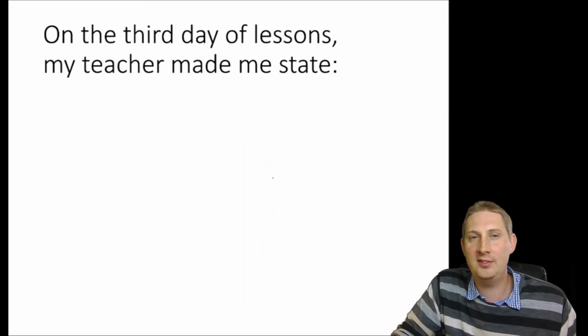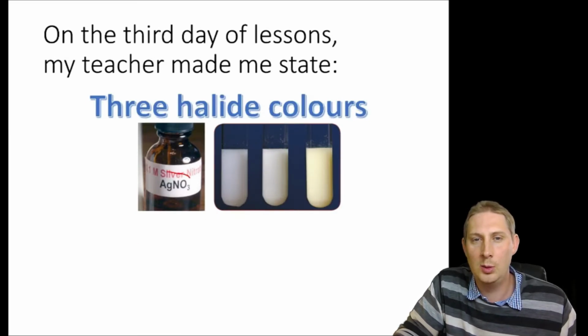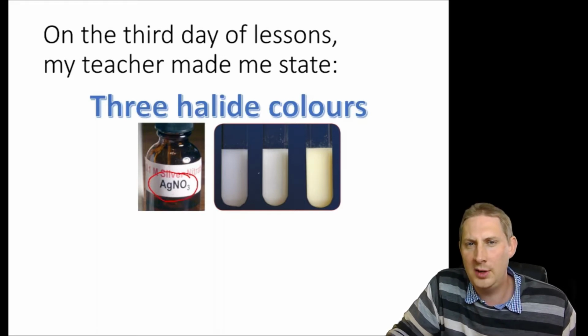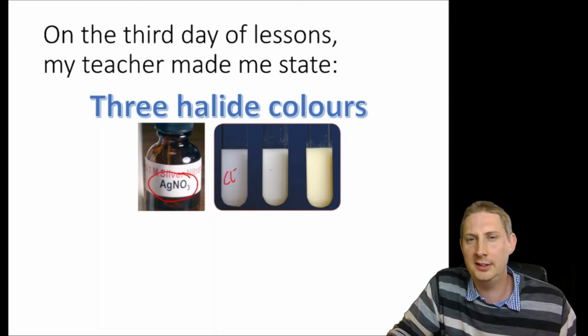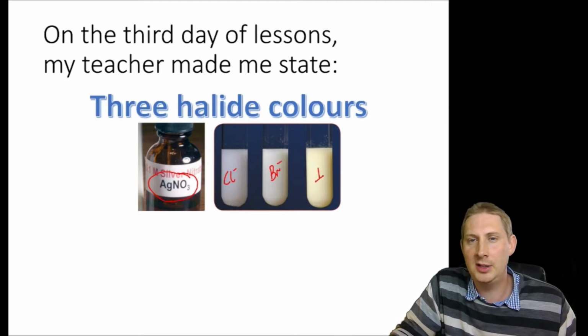On the third day of lessons, my teacher made me state 3 halide colours. How do we test for the halides? Well, we add silver nitrate solution. If we get a white precipitate, that means that there was chloride present. If we get a cream precipitate, that means bromide was present. And if we get a yellow precipitate, that means that iodide was present.